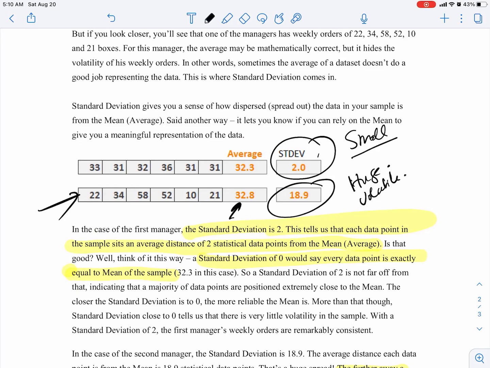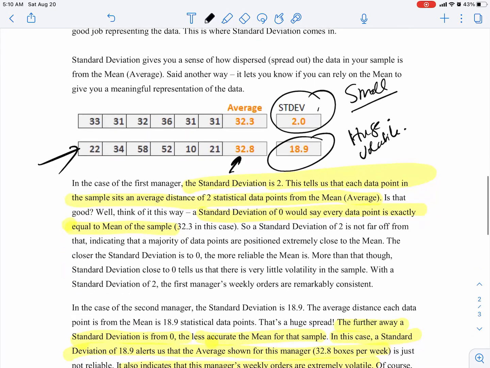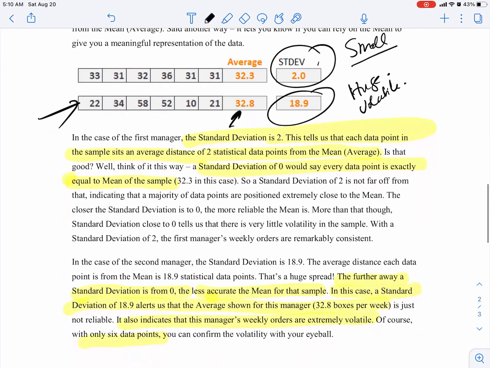So the standard deviation gives you a sense of how dispersed the data is in your sample. It tells you how spread out or not spread out the sample is. Now, if it's huge, like that 19, it tells me that I have volatility in my data set. It means that I cannot use this data set to do any sort of prediction in the weeks to come.